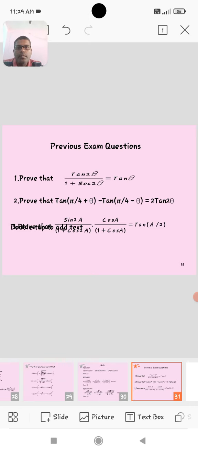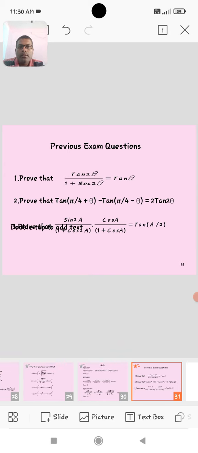Now you have to observe the previous exam questions. Here, prove that, first question is there, tan 2 theta divided by 1 plus sec 2 theta is equal to tan theta. How to solve this one? Tan 2 theta equals sin 2 theta by cos 2 theta, sec theta equals 1 by cos theta. We can do the LCM part, then after that we apply the multiple angle formula.